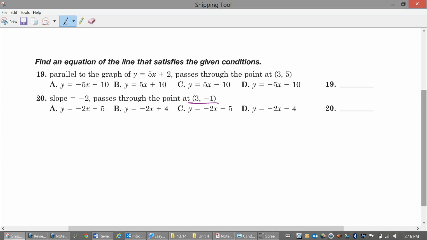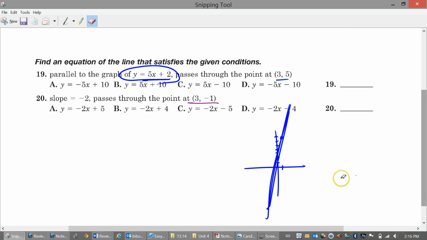Okay, parallel to the graph of y equals 5x plus 2, and passes through this point. Let me give you just a visual of what this is. This blue one is going to be there, up 5, right 1, there. That line looks like this. But the line we actually want is just parallel to that and through this point. The new line that we're actually looking for is that one in red.